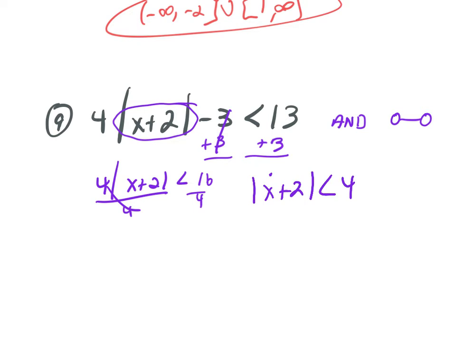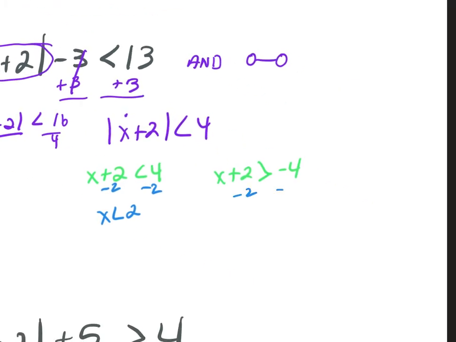Now we can solve our inequality. I can write my 2 inequalities as x plus 2 is less than 4, and x plus 2 is greater than negative 4. Subtract 2 from both sides. You get x is less than 2. Subtract 2 from both sides. You get x is greater than negative 6.